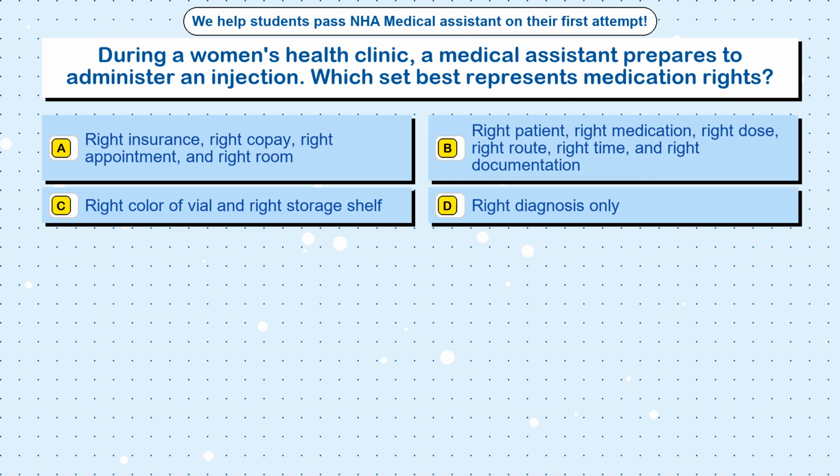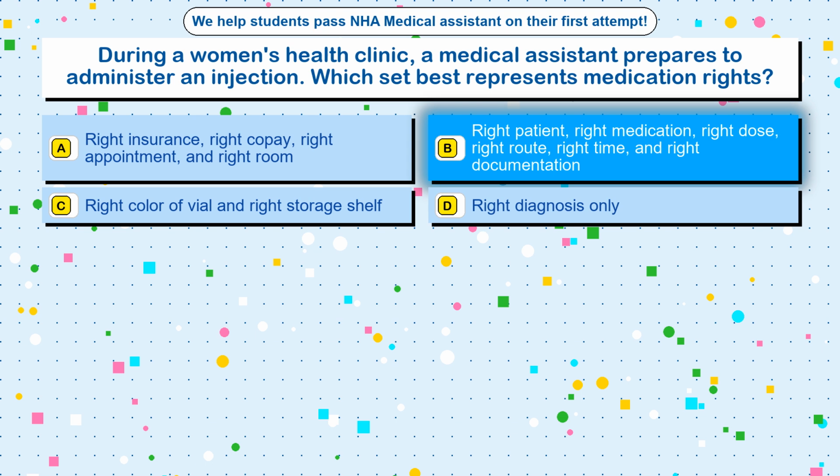Question 39. During a women's health clinic, a medical assistant prepares to administer an injection. Which set best represents medication rights? Option A, right insurance, right copay, right appointment, and right room. Option B, right patient, right medication, right dose, right route, right time, and right documentation. Option C, right color of vial and right storage shelf. Option D, right diagnosis only. The correct answer is option B, right patient, right medication, right dose, right route, right time, and right documentation.